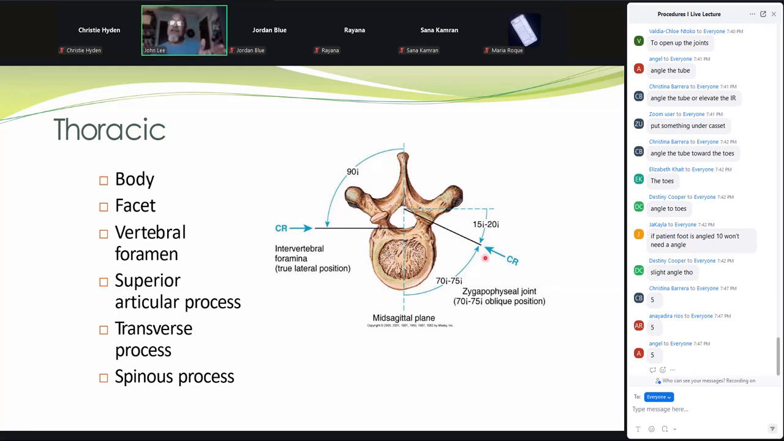So that means that when we visualize these zygapophyseal joints on obliques, upsides and downsides are going to come into play, but it's based on how they're positioned. So our superior articular surface is here. Here's our transverse process and our spinous process. There are some other articular surfaces on the thoracic spine that we'll look at here shortly.